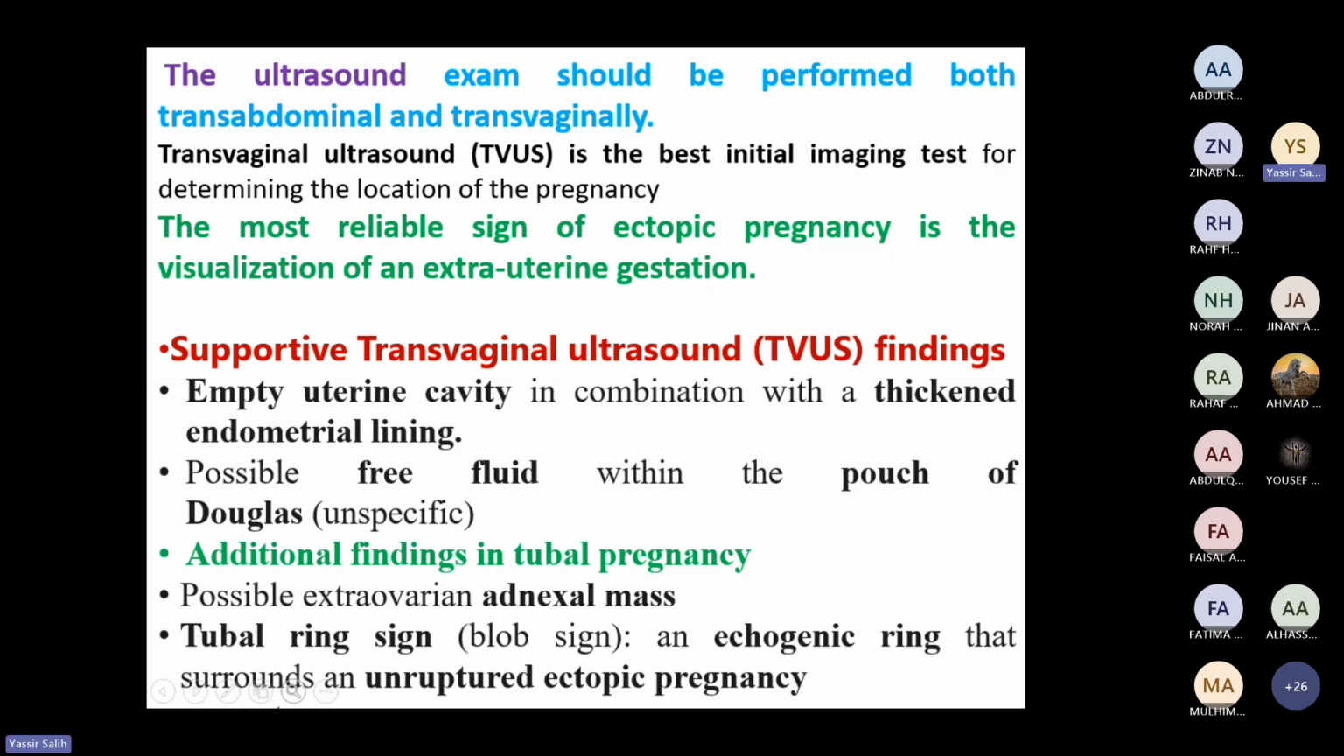Ultrasound should be done for assessment of any suspected patient with ectopic pregnancy, both transabdominal and transvaginal. Transvaginal is especially important because the resolution is better, so transvaginal is the best imaging test for assessment of ectopic pregnancy.